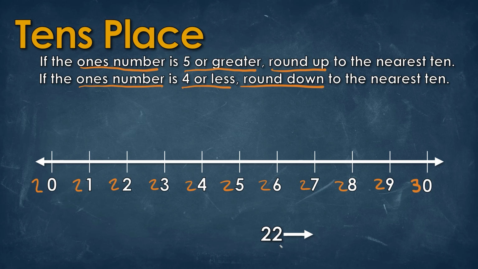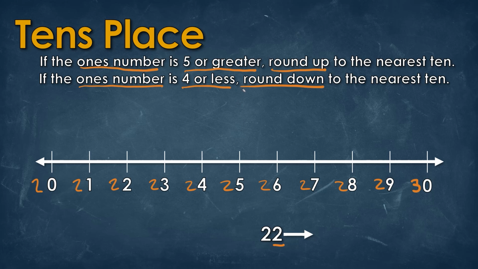Well, what's the ones number in this question? Well, it's going to be a 2. Well, if I know it's 2, 2 is less than 4, right? 1, 2, 3, 4. Okay, well, it's telling me I'm going to round down.